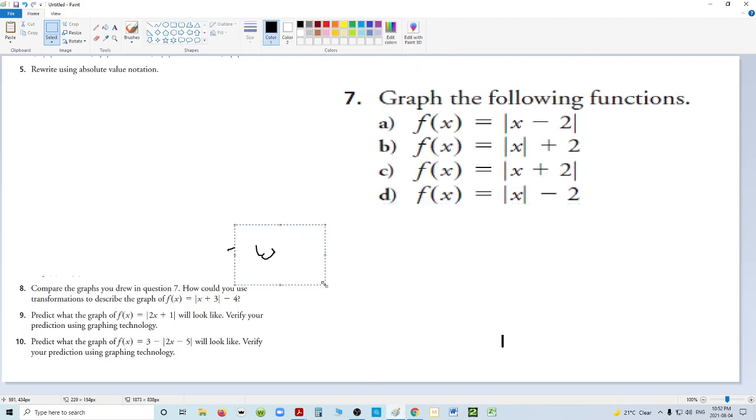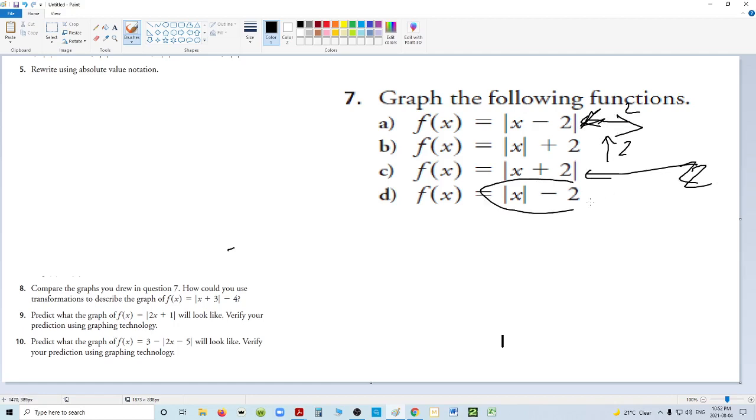Graph the following. Okay, let's just figure out what's going on with the transformations. This one is an absolute value that's shifted to the right by 2. This one is an absolute value that's shifted up by 2. This one is an absolute value that's shifted to the left by 2. So this one's to the right by 2. This one's up by 2. This is the left by 2. And this one is down by 2.